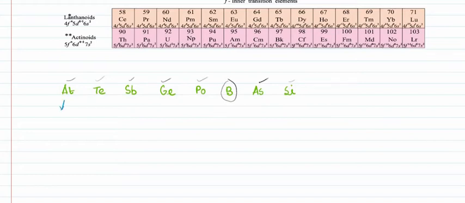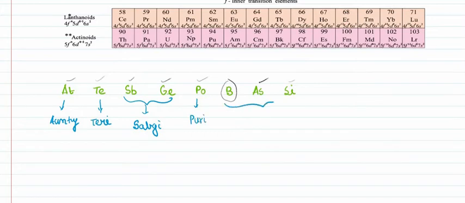This is anti, Te is teri, Sb Ge is sab, Po is puri, Si is basi. Anti teri sabsi puri basi is the mnemonic for remembering all the metalloids.